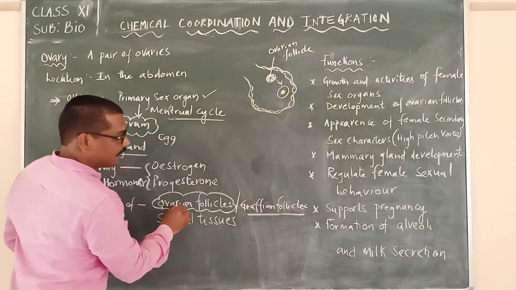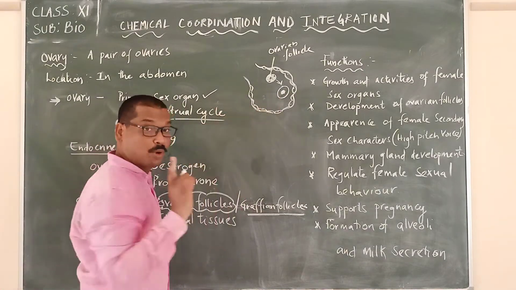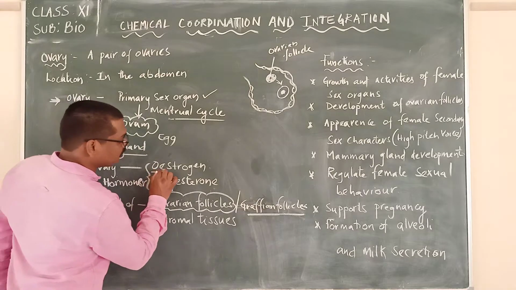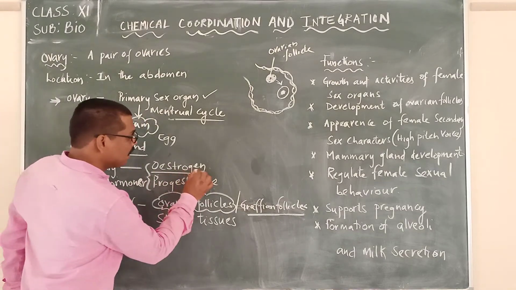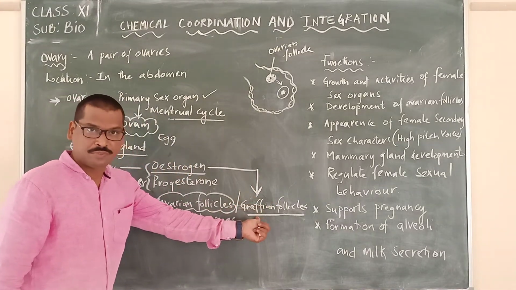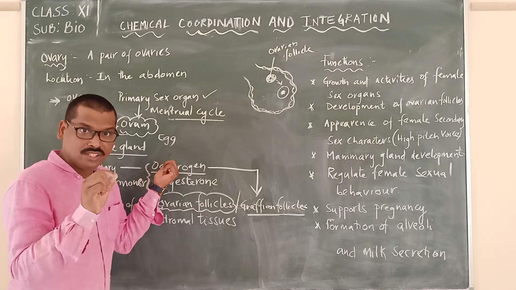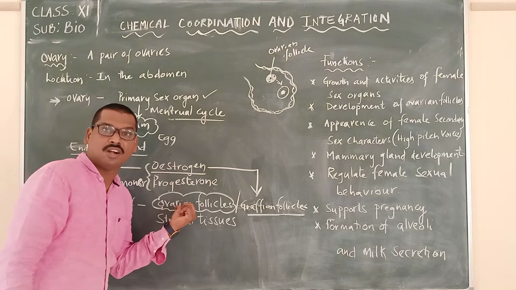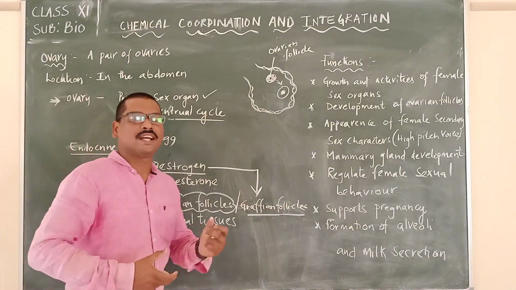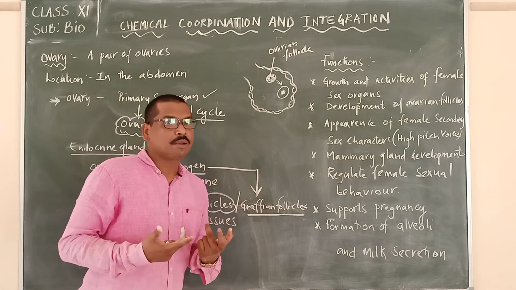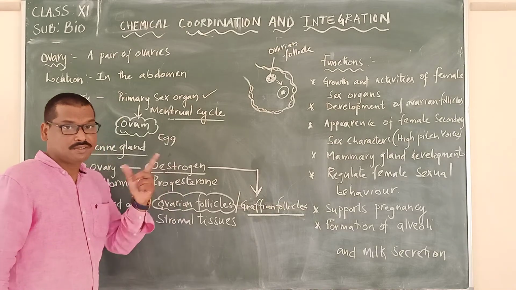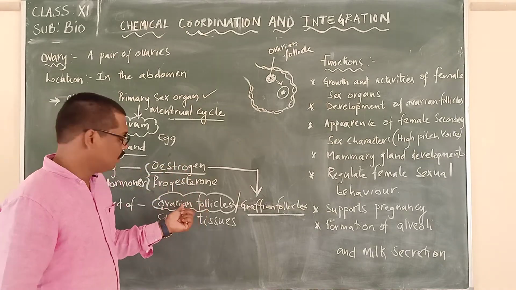This Graafian follicle or ovarian follicle produces one important hormone, called estrogen. We have to remember that estrogen is produced from the ovarian follicle, otherwise called the Graafian follicle. The ovarian follicle is present in the ovary, so we say that ovaries produce hormones. The first hormone is estrogen, from a structure called the ovarian follicle.